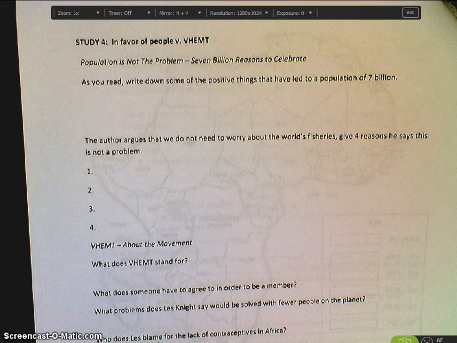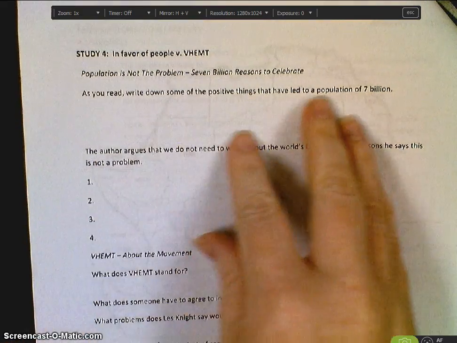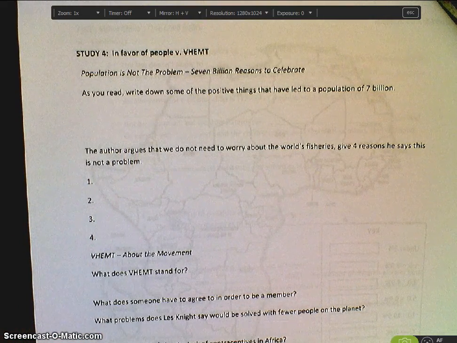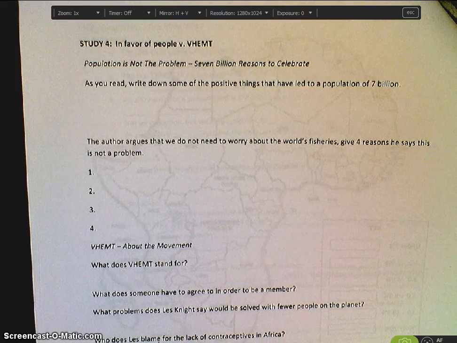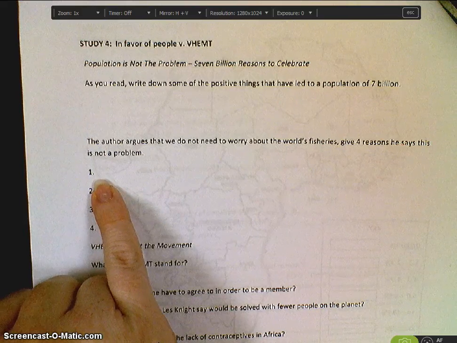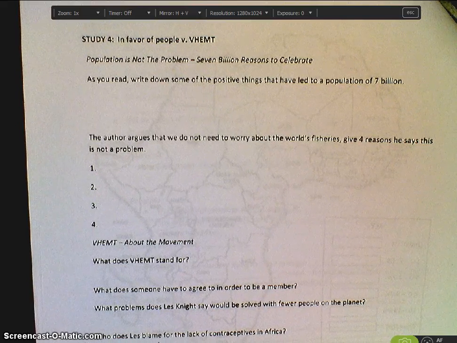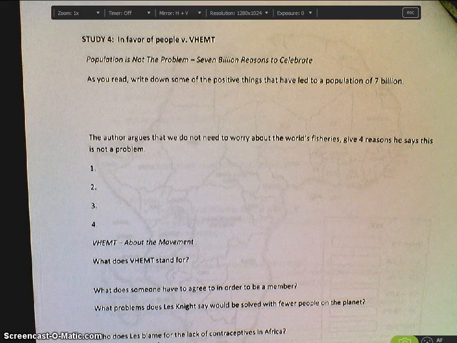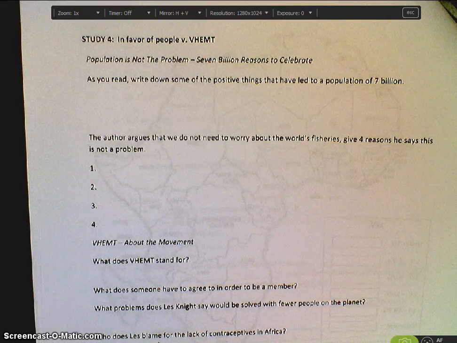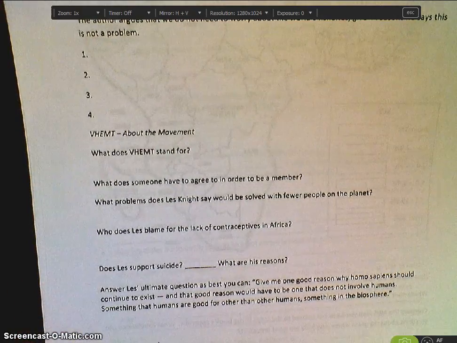So again, make sure that you understand when you see these big blanks, it means you should understand general ideas. Okay, here it says write down positive things leading to population of 7 billion. This one I know was kind of tough because he really talks about 2 of them as being more reasons why it's not a problem, and the other 2 he's talking a little bit more about some government initiatives and laws. But again, you need to understand generally why there are people out there who say not an issue, and then why are there people who say it is an issue.